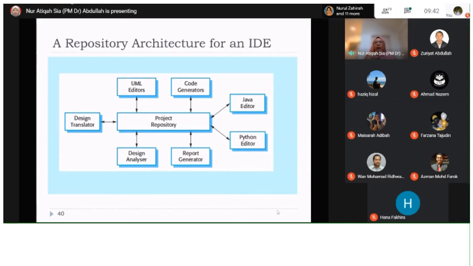You have to know that, okay, each component is communicate with the center point that is a repository. Without knowing or without any communication between component with the component. Bermaksud Java editor, dia tak communicate dengan pattern editor.